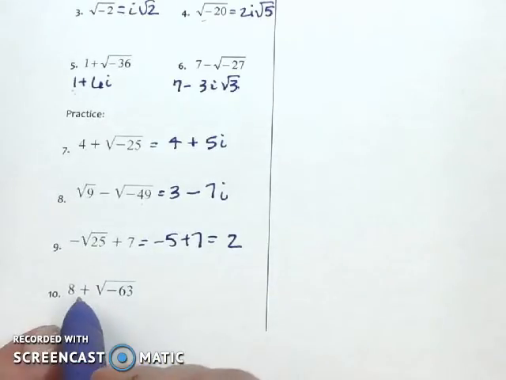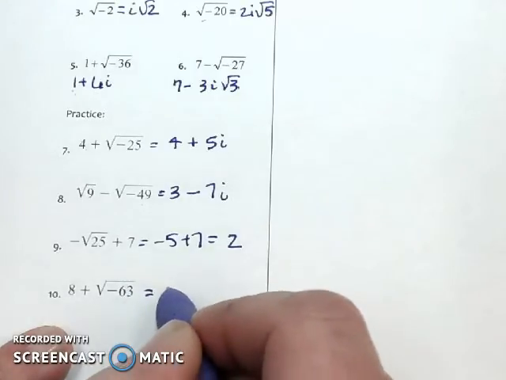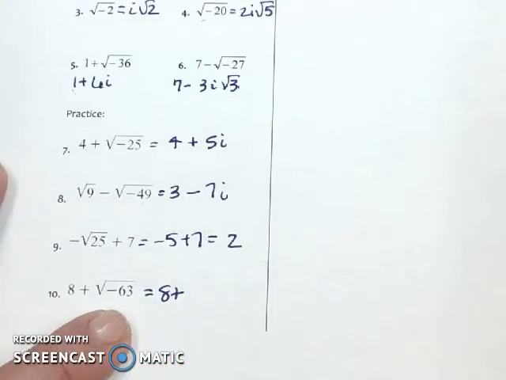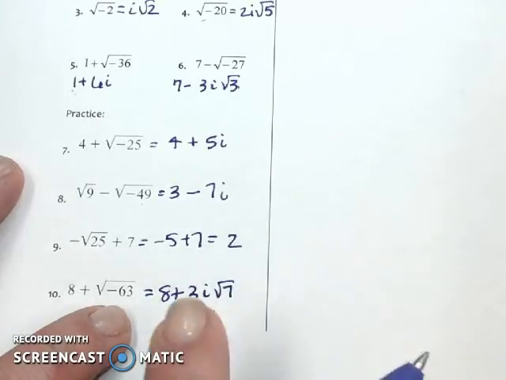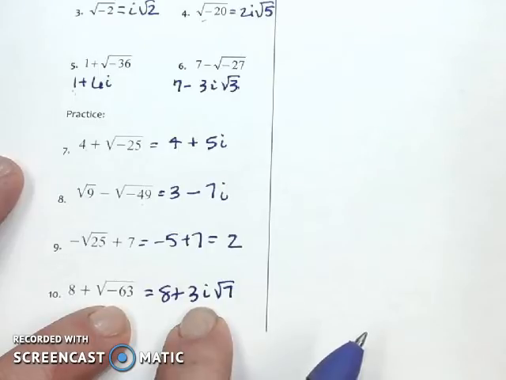So look at number 10 is 8 plus, that negative in here is going to give me an I in my answer. When I take the square root of 63, that's going to give me 3 times the square root of 7. So the imaginary part squeezes in there in the middle, and it's 3I plus the square root of 7.